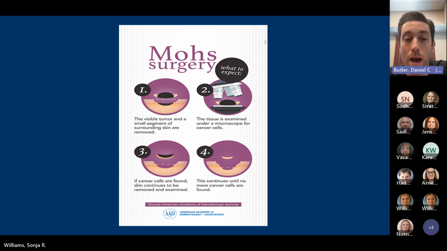So the beautiful thing about Mohs is that they're able to tissue save. They're not just going in and taking indiscriminate margins each time, which is great. And the other thing is they're able to get real-time confirmation if the cancer is completely removed. And that's why it has such wonderful cure rates.